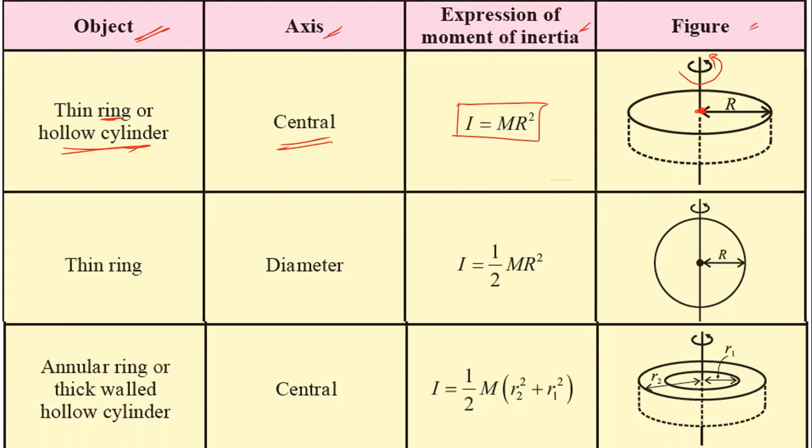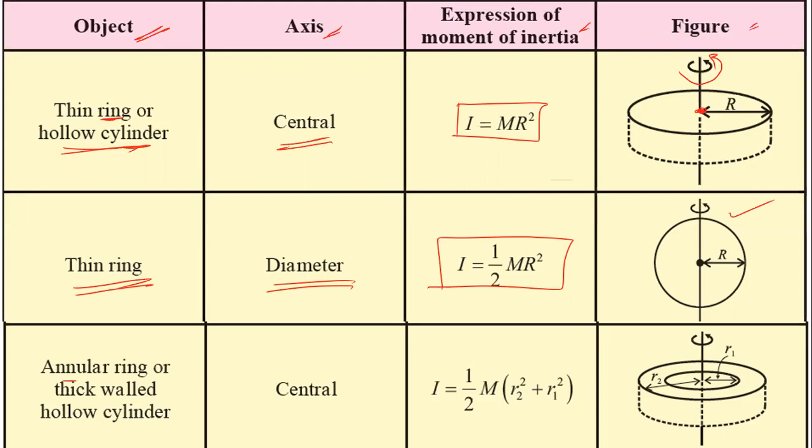By using the parallel and perpendicular axis theorems, we can write various cases or modifications by changing the axis also. Now next one, thin ring, the same ring, about a diameter. About a diameter it is half of this, half mr square. You can see the axis in the diagram.